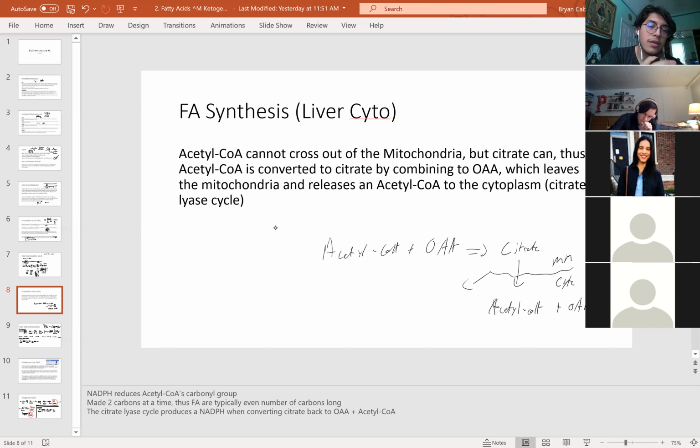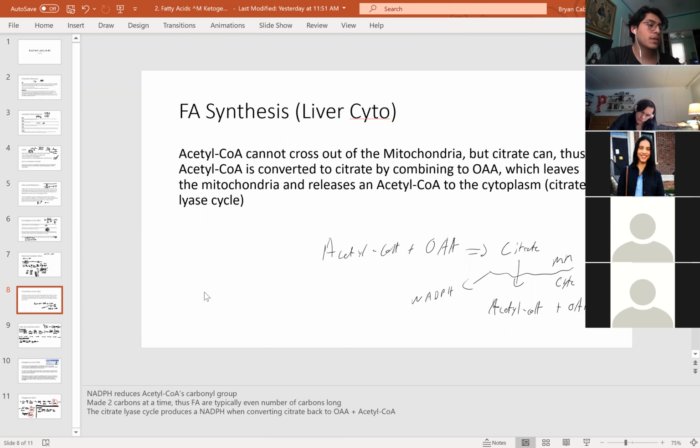You might hear this pathway in a full length, you might not. What's kind of crazy for me about this pathway is that you actually produce a little bit of NADPH. So if they ever ask you, is the pentose phosphate pathway the only place where you can produce NADPH? The answer is no. In the citrate lyase cycle, you can also produce NADPH because something got oxidized. NADPH reduces a carbonyl group.